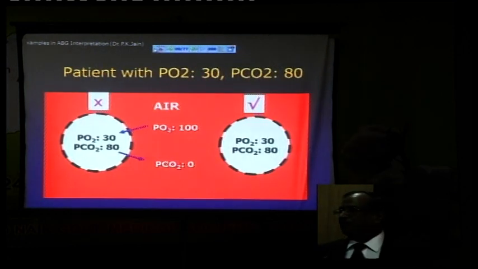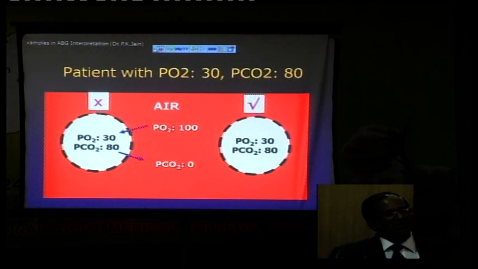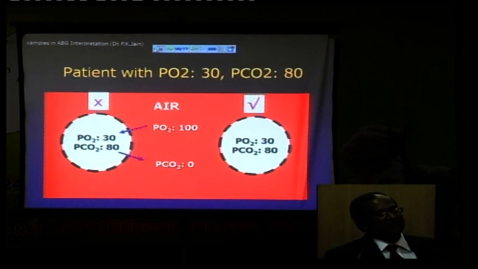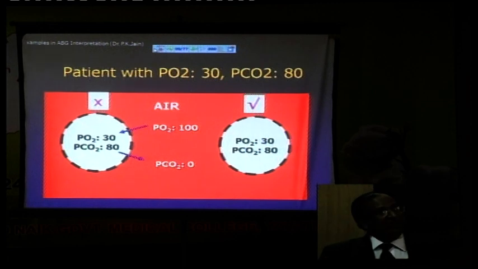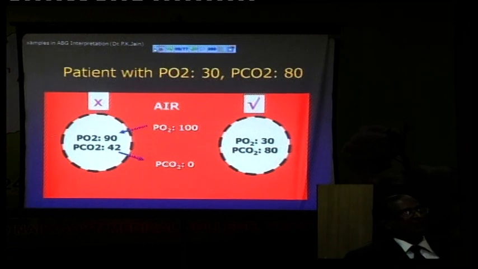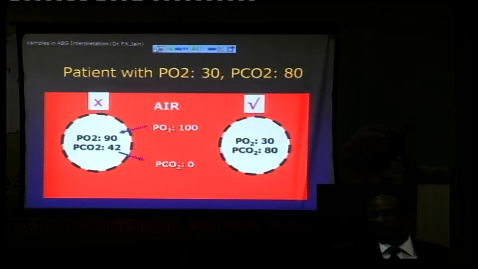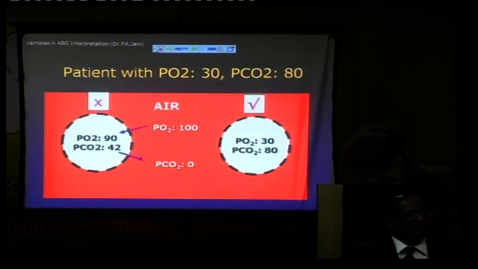What happens when you have contact with air? This is a hypothetical scenario. Suppose the patient has a very bad lung. PO2 is 30, PCO2 is 80, very bad. But it comes in contact with air. Air has a PO2 which is very good and no PCO2. So obviously the PO2 will go inside and the CO2 will diffuse outside. So that after some time, you will get a PO2 of 90 and a PCO2 of 42, and you will get a report showing this.